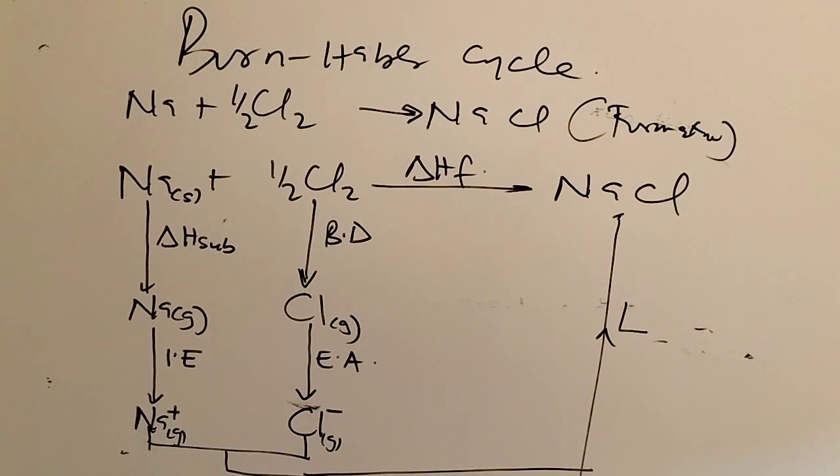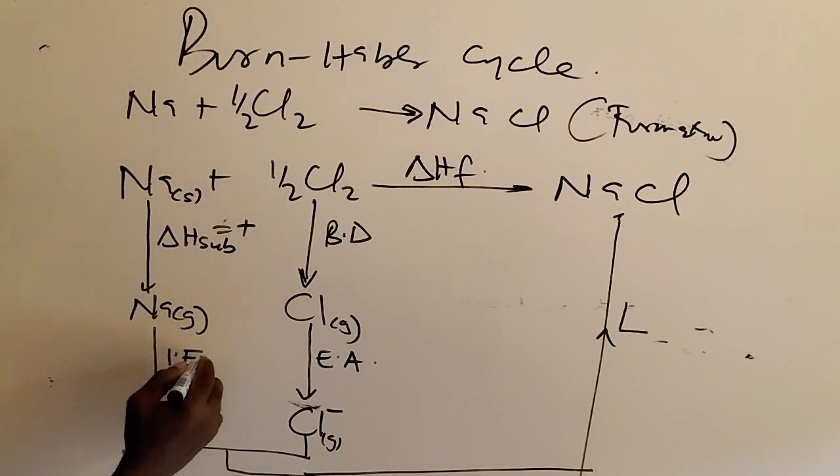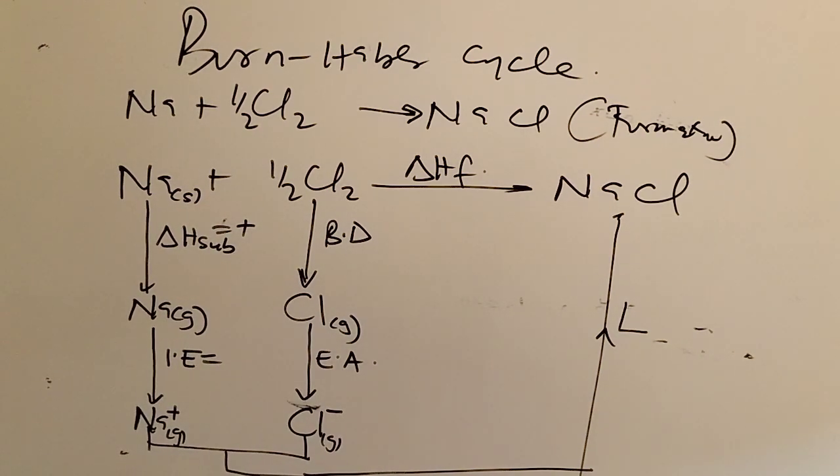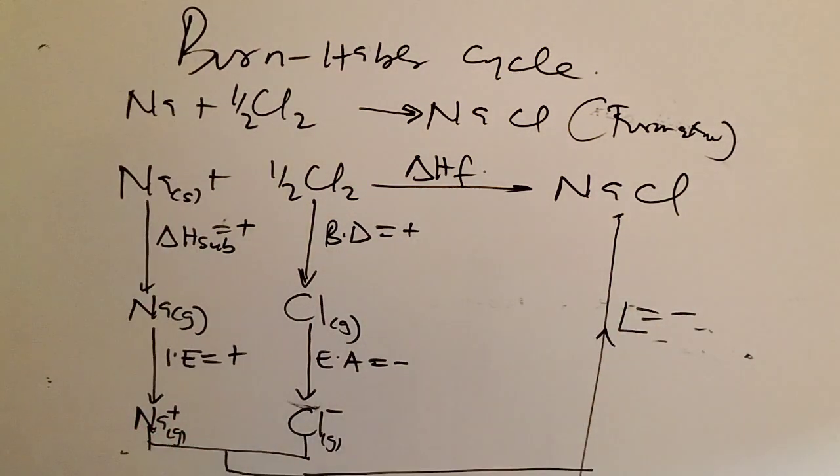So this is the Born-Haber cycle. Now, to make it clearer, you see that the enthalpy of sublimation is a positive value. The ionization energy is also a positive value. The electron affinity is a negative enthalpy value. The bond dissociation energy is positive, while the lattice energy is negative. So this is an illustration of the Born-Haber cycle.